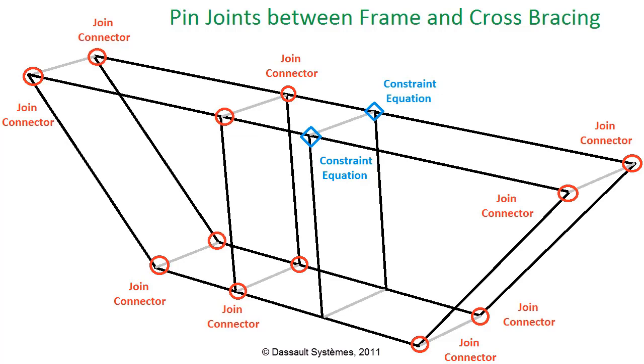Also, in order to use the connectors and equation constraints, the cross-bracing will need to be created as a separate part from the frames. So the two frames will be created as one part, and the cross-bracing as a second part.